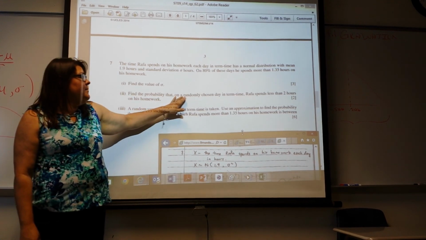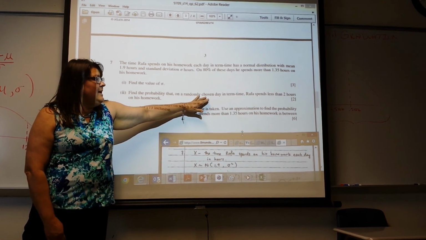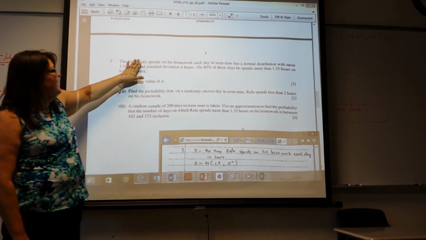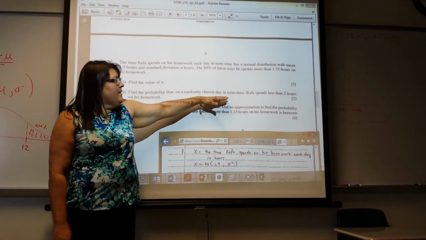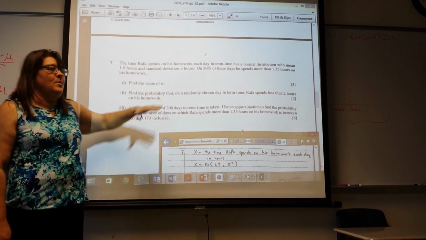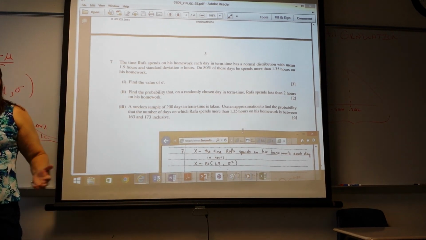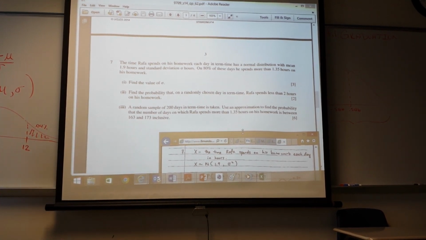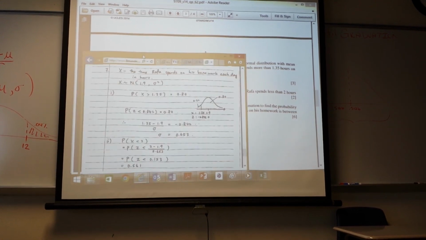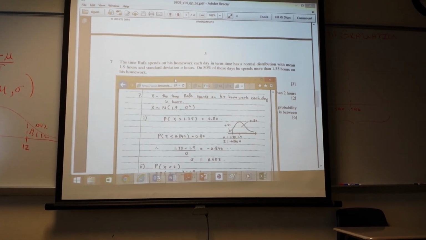So, find the probability that on a randomly chosen day in term time, whatever that meant up here, okay, Rafa spends less than 2 hours on his homework. What? Less than 2 hours a day? No, I'm just kidding. Okay, so find the probability that he spends less than 2 hours. Plug it into the formula. Okay, so give it a try. Less than 2 hours. P of X is less than 2.